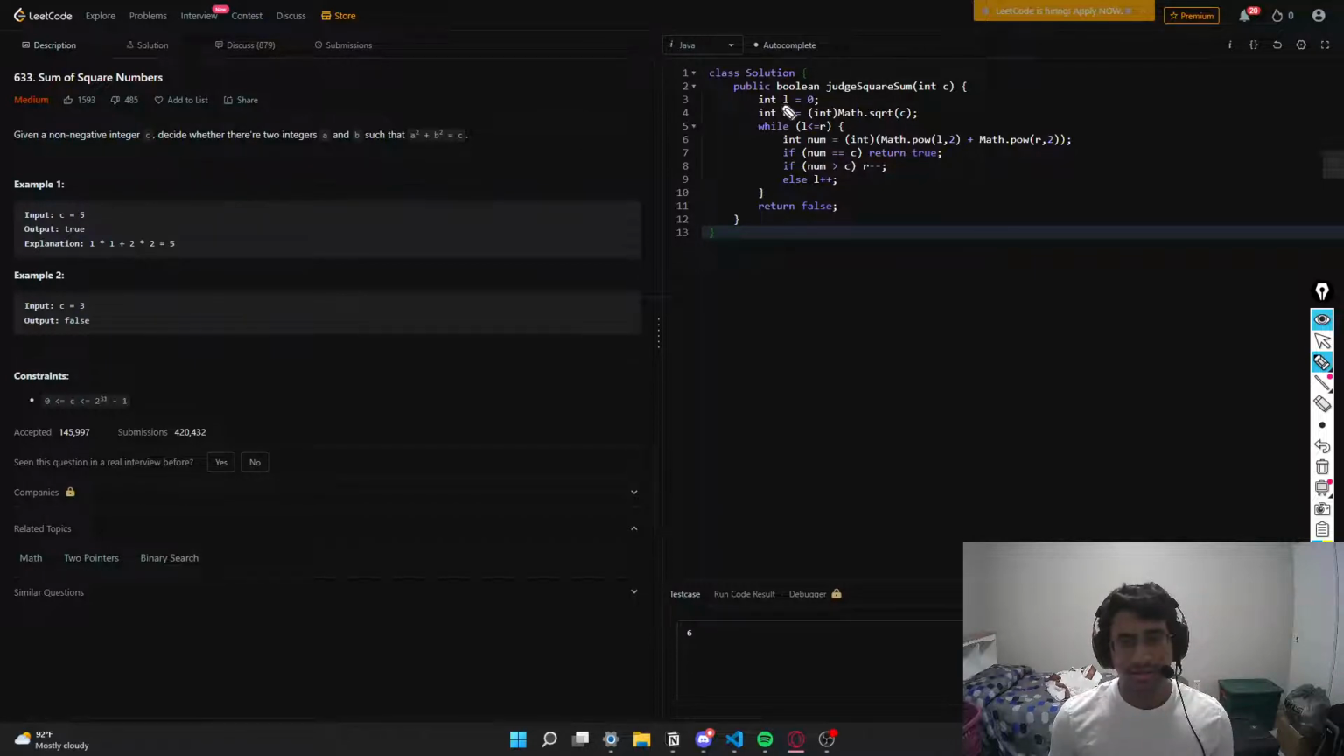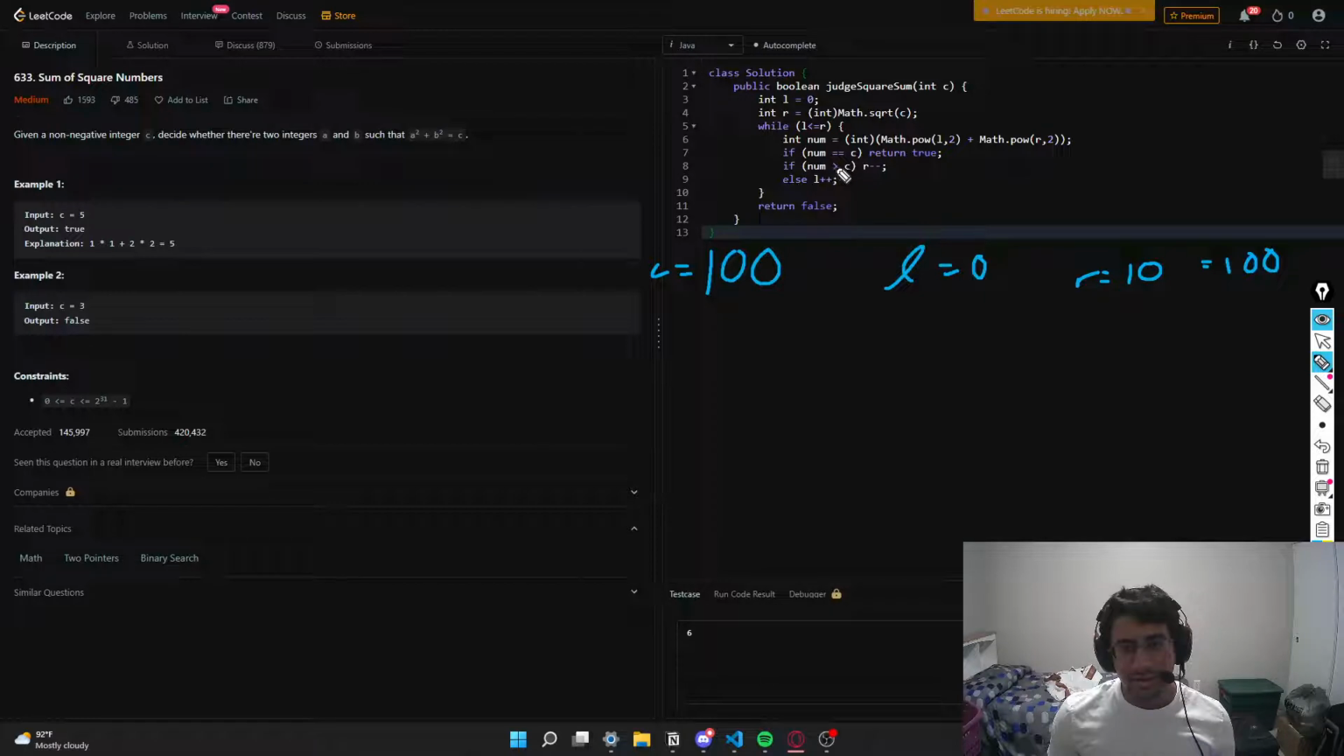So let's take a look at the code first. Left equals 0, and r equals int of math square root of c. So let's say our c value is 100. So L equals 0, right equals 10. In the first iteration of the loop, if we compare these two numbers, we would say 0 squared plus 10 squared equals 100, so we'd return true. That's what this says here. So int num is math.pow of L squared plus math.pow of r squared, which is equal to 100. Num is equal to c, we return true.